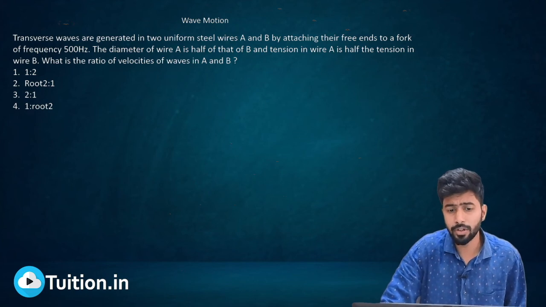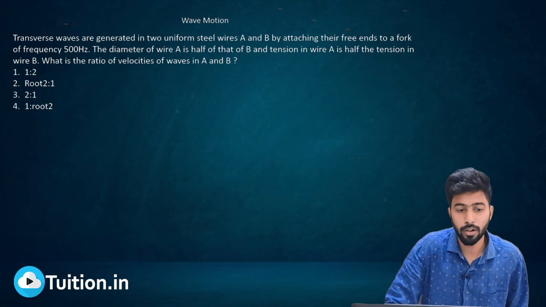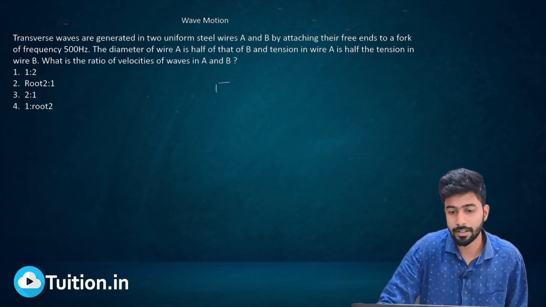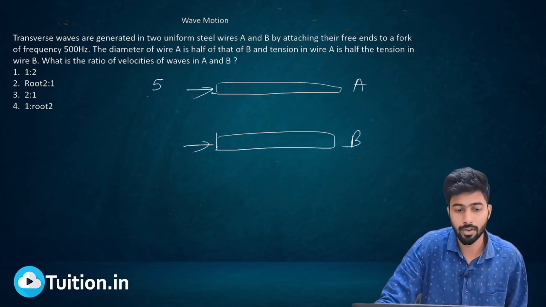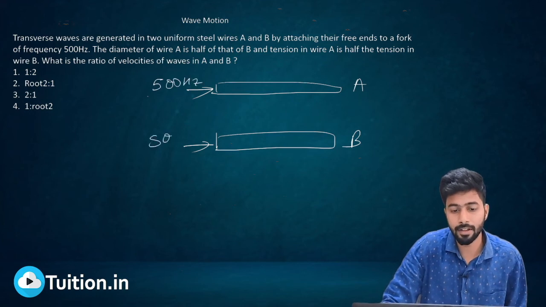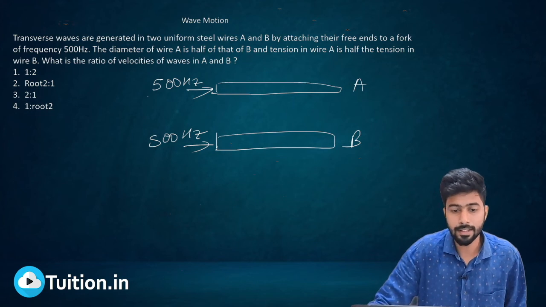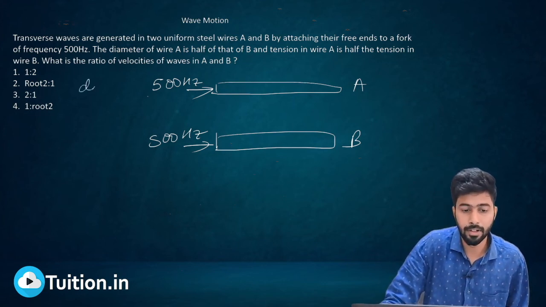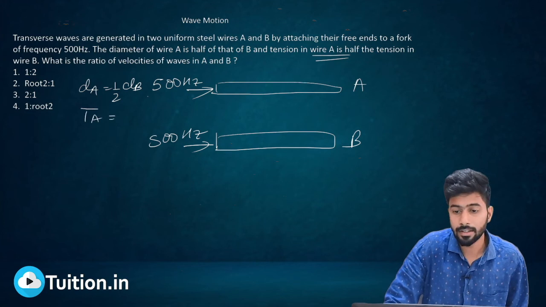Transverse waves are generated in 2 uniform steel wires A and B by attaching their free ends to a fork of frequency 500 hertz, right? So there are 2 strings A and B, and they are both attached to the same source, so 500 hertz. That means 500 hertz frequency vibrations are being sent in both of them, right? The diameter of A is half of that of B, and tension in A is half of that in B.